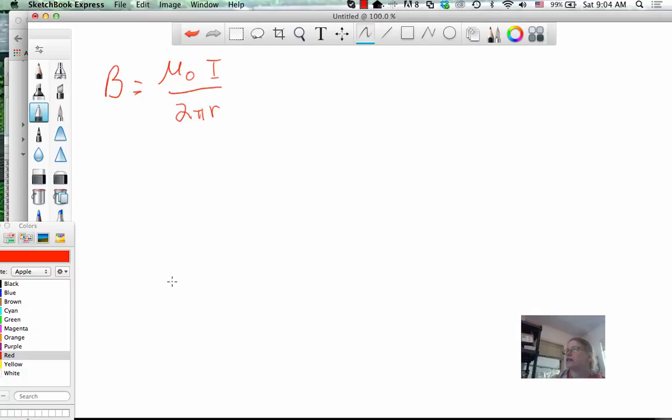So you might have noticed that I introduced a new symbol in there that we have not seen before, and that is the mu naught. It is exactly, now this is exactly, so that means it's not an experimentally measured constant. It's defined to be this way. It's 4 pi times 10 to the minus 7 Teslas times meters over amps.